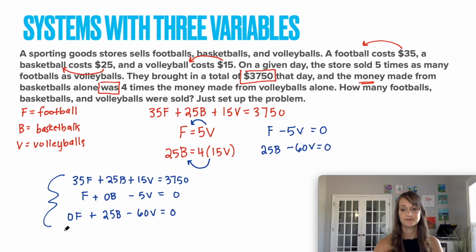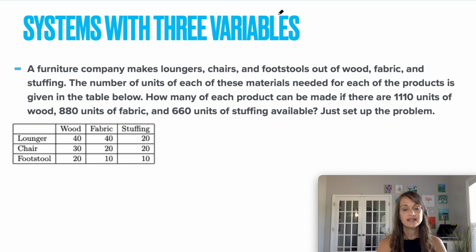A furniture company makes loungers, chairs, and footstools out of wood, fabric, and stuffing. The number of units of each of these materials needed for each product is given in the table below. How many of each product can be made if there are 1,110 units of wood, 880 units of fabric, and 660 units of stuffing available? And again, we're just going to set up the problem. In this case, they actually have given us everything. We know the amount of wood is 1,110 units, the amount of fabric is 880 units, and the amount of stuffing is 660 units.